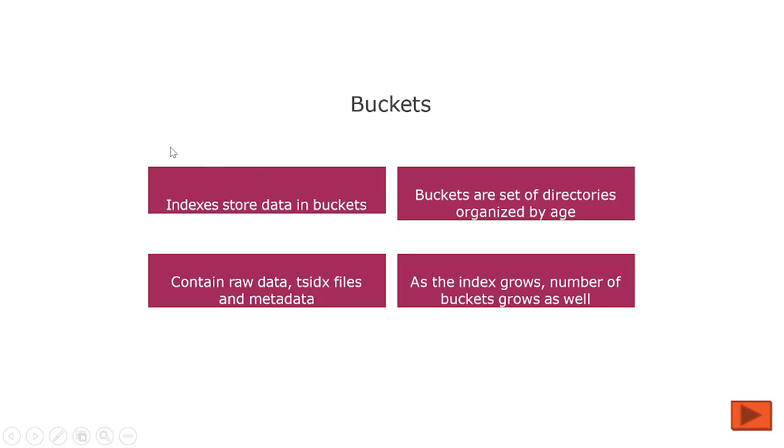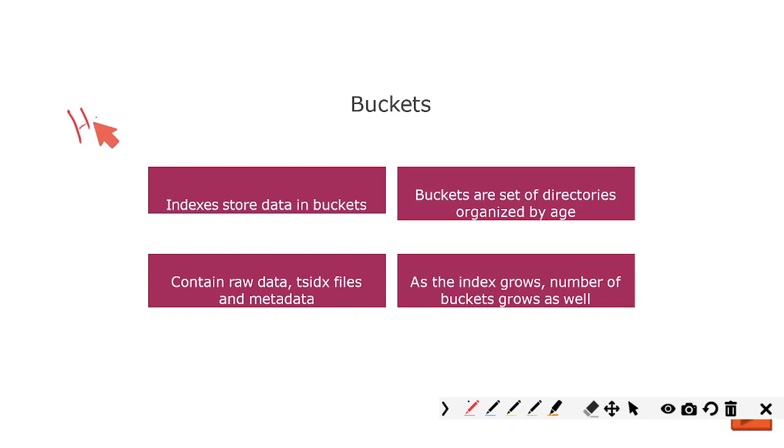So the first slide basically talks about how indexes store data in the form of buckets, and we will definitely be talking about the different categories of the bucket. For example, hot, warm, cold. We are going to look at the details of those. And then buckets are a set of directories organized by age. So what do we mean by that?